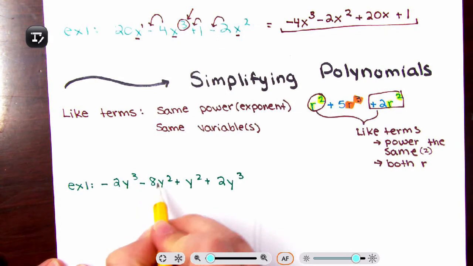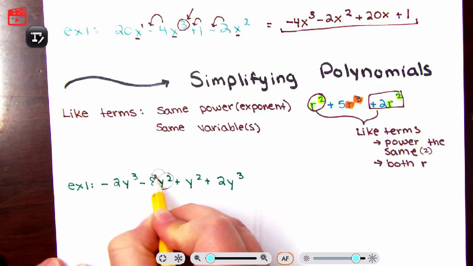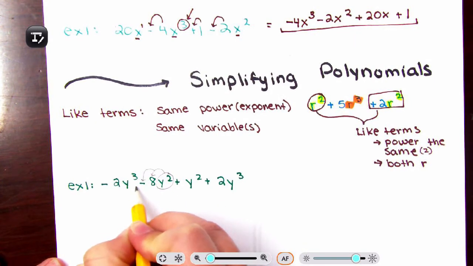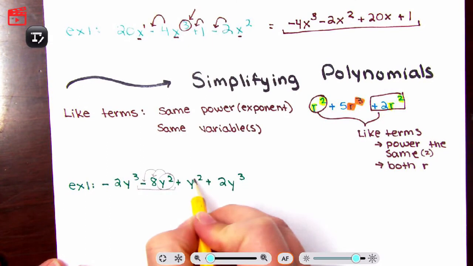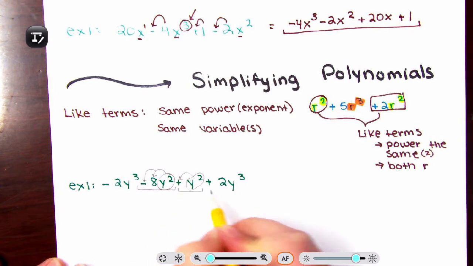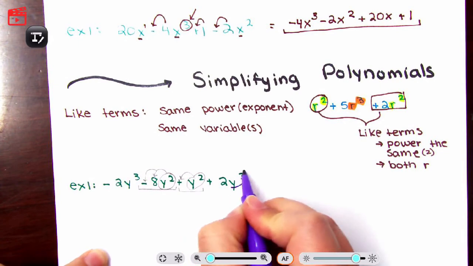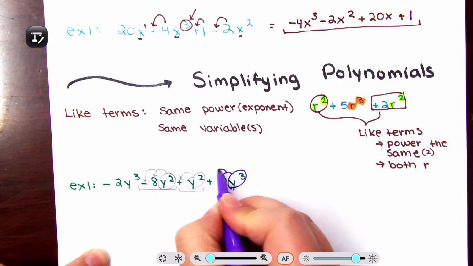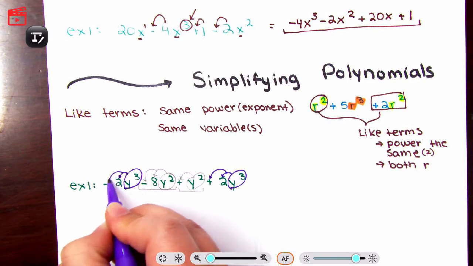So I see a y squared. I have 8 y squared that are negative, so this negative belongs to the 8y squared. I also see a y squared here with a positive, so those are together. And then here I also see a y cubed, 2 of those that are positive, and I see a y cubed here, 2 of those that are negative.